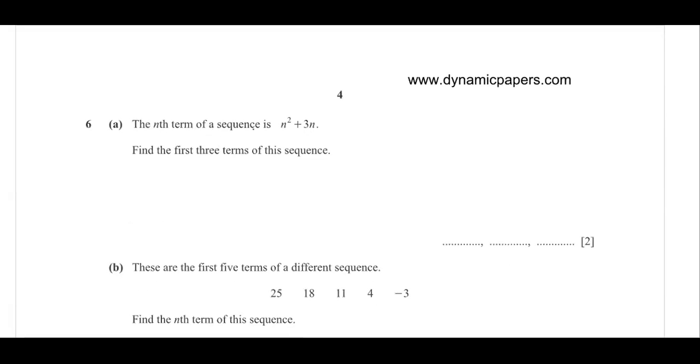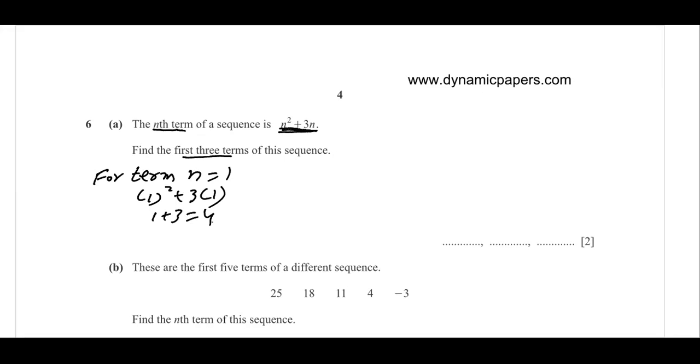This is about sequences. Remember, we studied the 3 types of sequences. Here the nth term of the sequence is given. Find the first three terms of the sequence. For the first term, what will n be? n will be 1. So this is the general formula for the nth term. What will the first term be? Put n equal to 1 here. It becomes 1 squared plus 3 into 1. It will be 1 plus 3, that is 4. So the first term is 4.